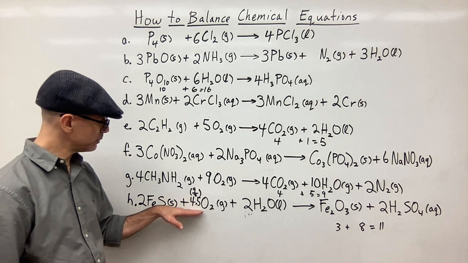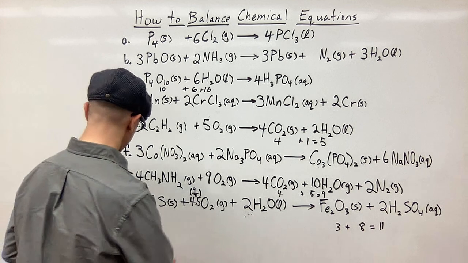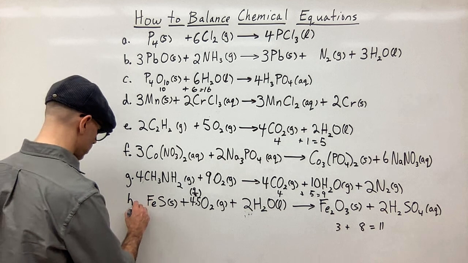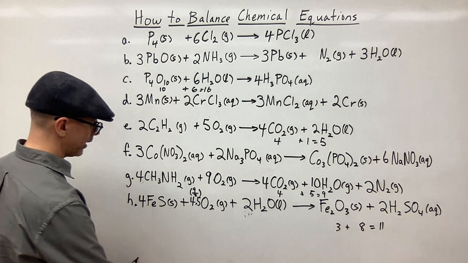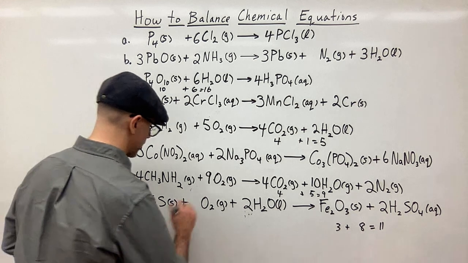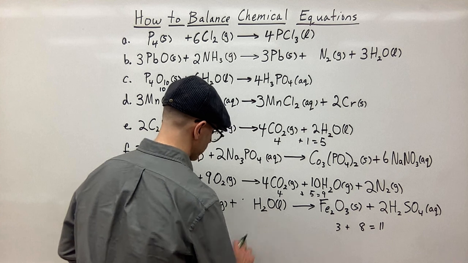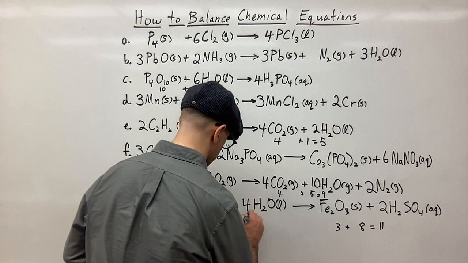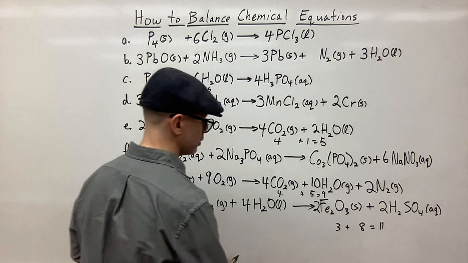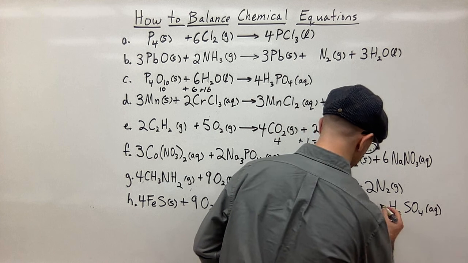But once again, I need to multiply by 2 to get rid of the 4.5 or 9 halves. But if I multiply this by 2, then I've got to multiply everything by 2 to keep it balanced. And so that's what I'm going to do. So 2 times 2 is 4. And then here, 9 halves times 2, or 4.5 times 2 gives me 9. And then here, 2 times 2 is 4. And then here, 1 times 2 is 2. And then 2 times 2 is 4.